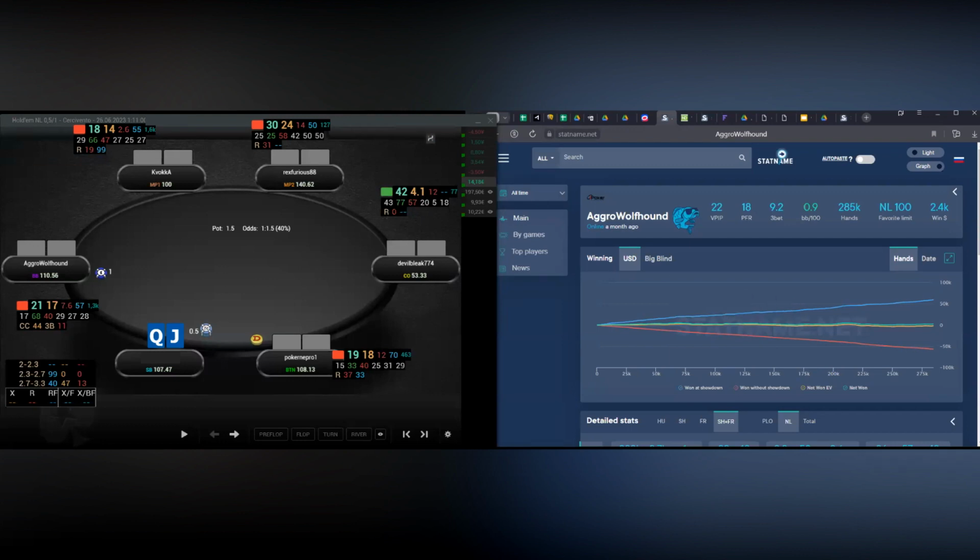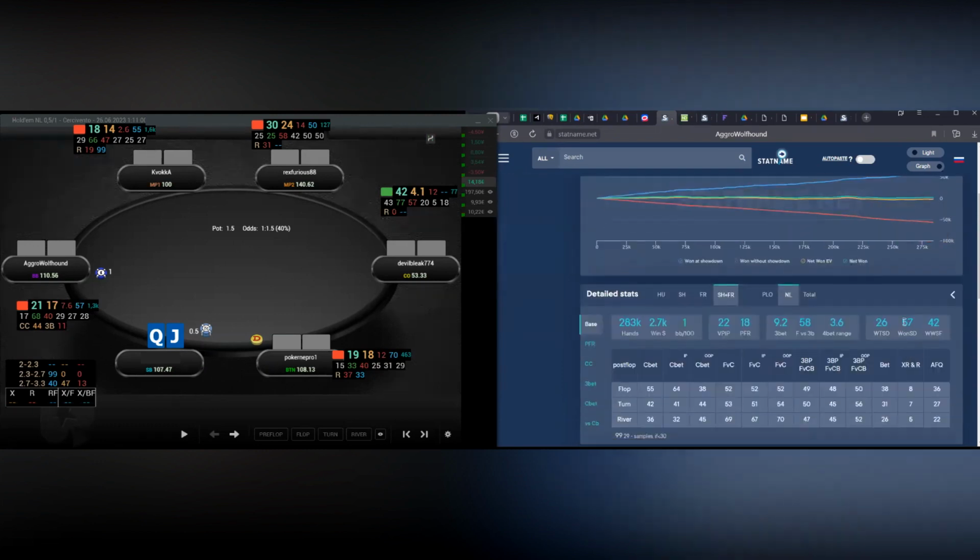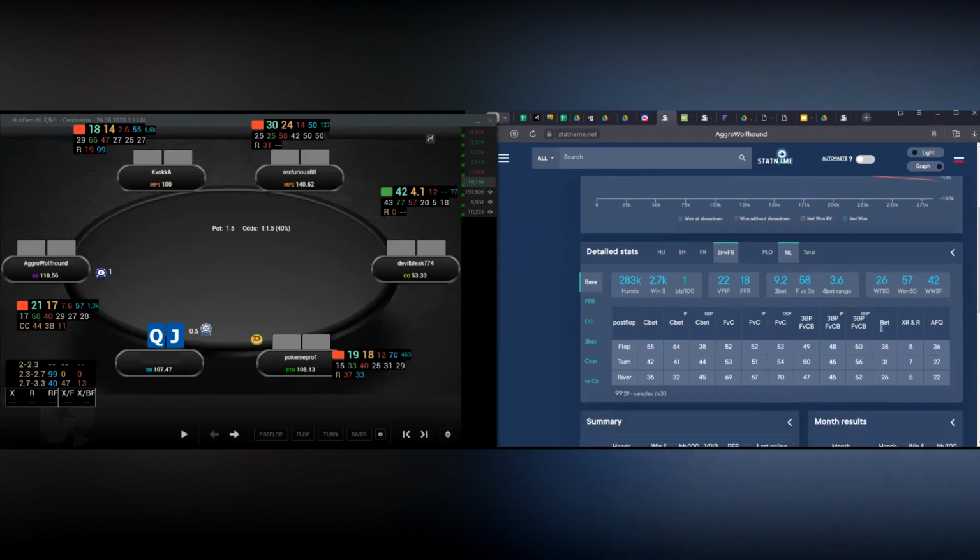First hand is against an overfolding regular, and we can determine that he's an overfolder by this red line that is going down. He wins a lot at showdown, he has a low went-to-showdown, and he folds a lot against a c-bet on the flop. In this particular case, we want stats when he is in position, and he actually folds so much on the flop against a c-bet that we can bet with any two cards pretty much on every board, especially in late positions with wide ranges.